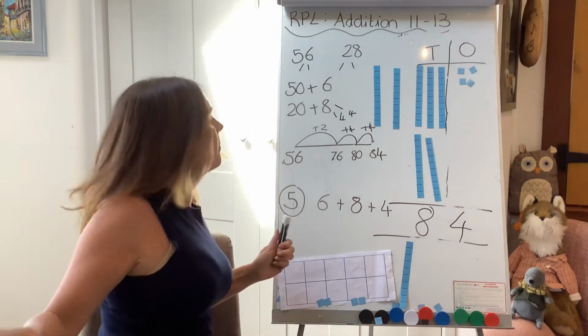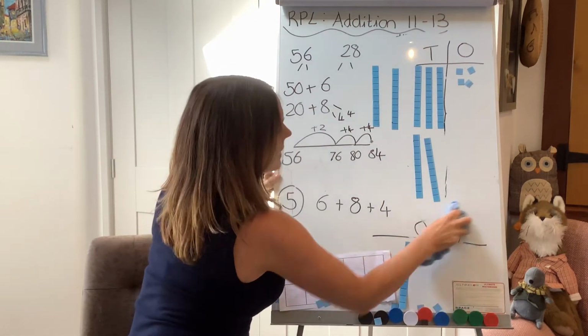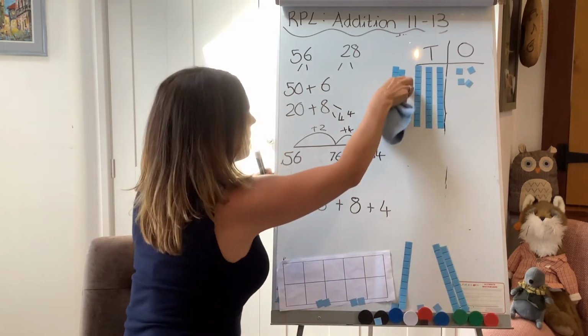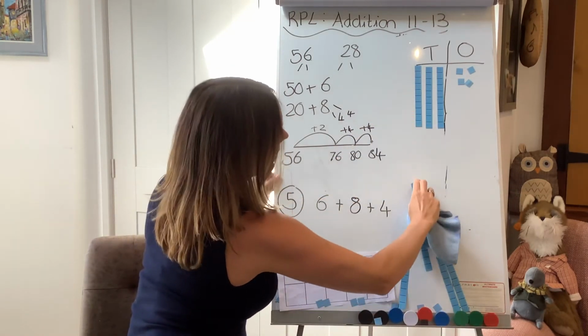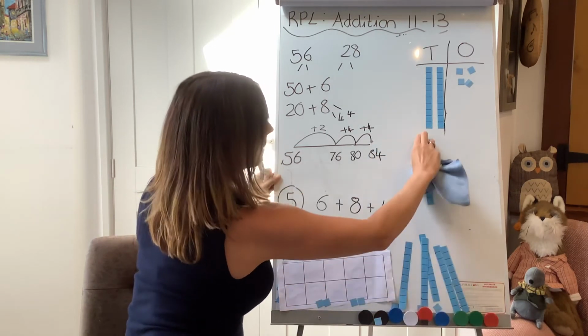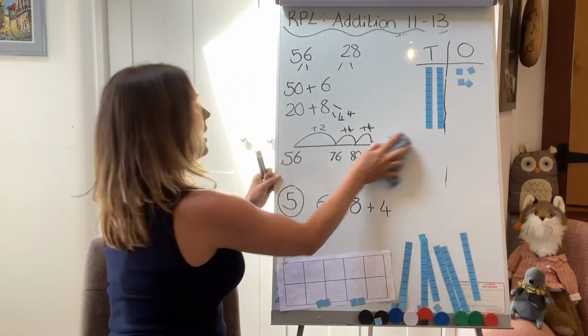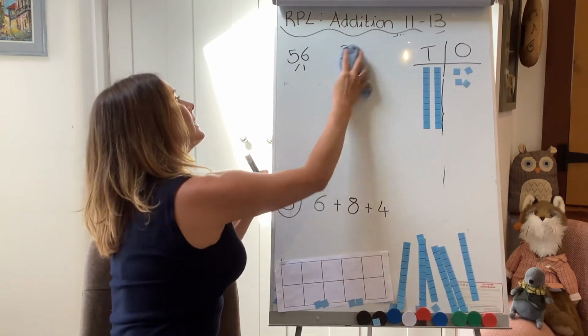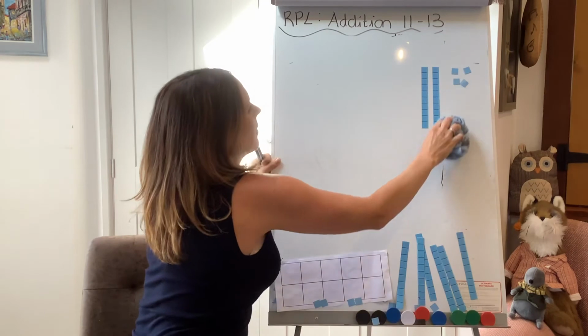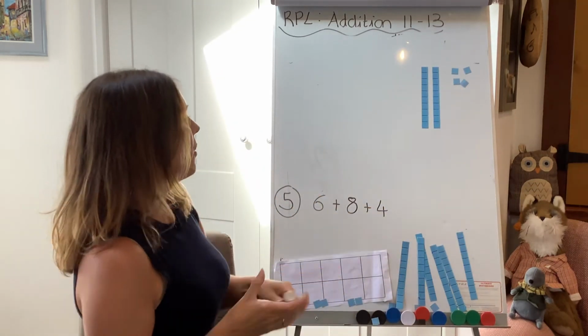Okay, the final one, you're adding 6, 8 and 4. Can we move those numbers around? Remember the commutative nature of addition, that numbers can be added in any order. Test it if you're not sure, and you will still get the same answer. So 6 and 8 add 4.